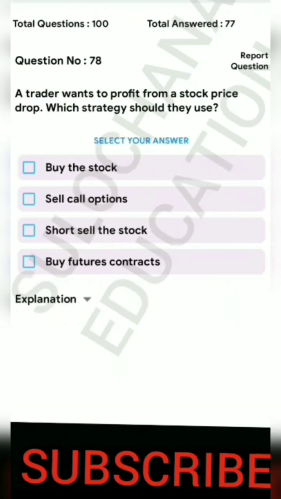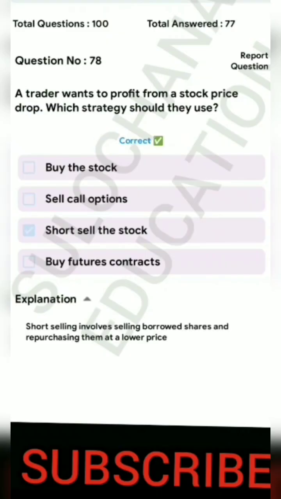A trader wants to profit from a stock price drop. Which strategy should they use? Options are A, buy the stock, B, sell call options, C, short sell the stock, D, buy futures contracts. And the correct answer is option C, short sell the stock.